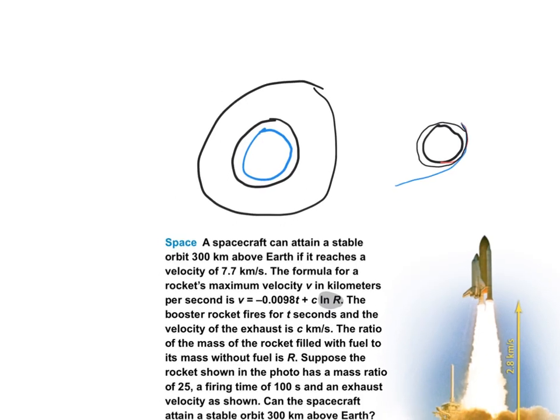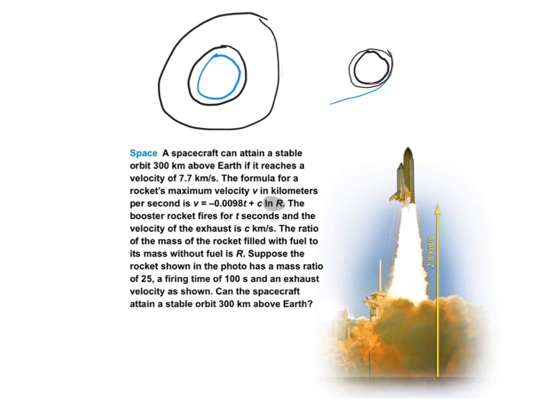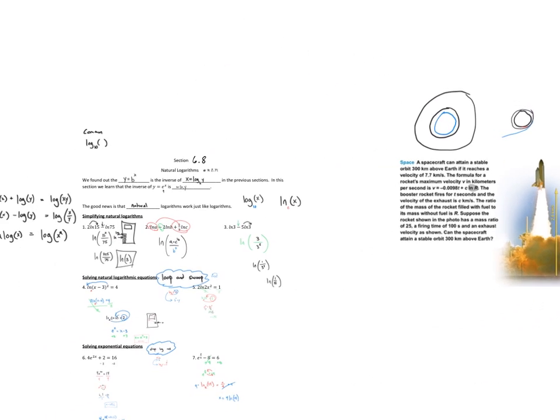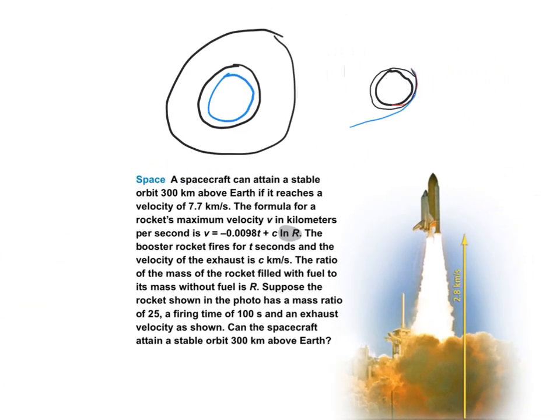And depending on how far away you are from the planet, you have to be going a different speed to make sure that you're orbiting correctly. As you can imagine, that's very complicated to understand and work with. That's why all these equations have been so complicated, because natural logarithms and logarithms help us accomplish complicated things.